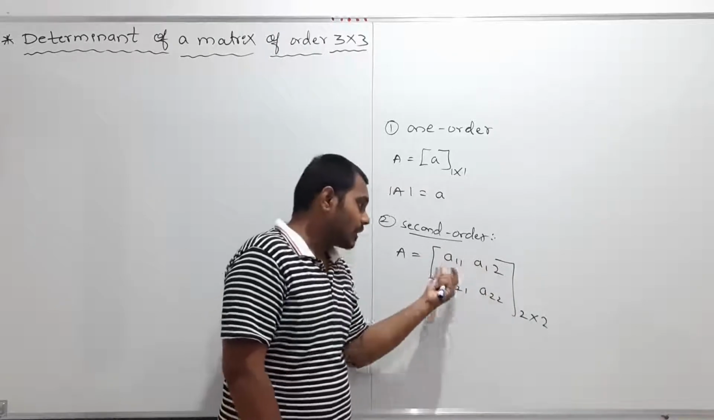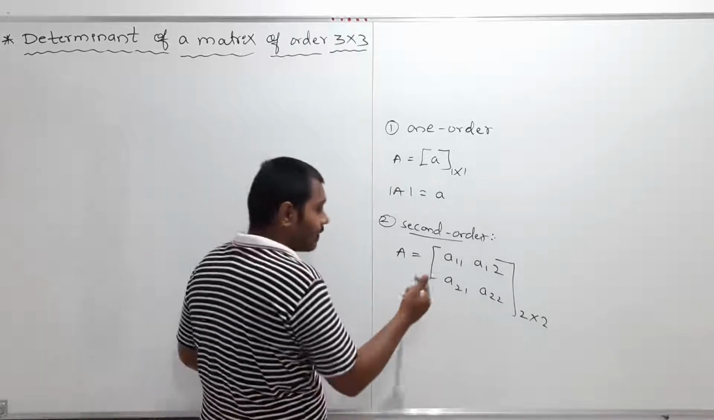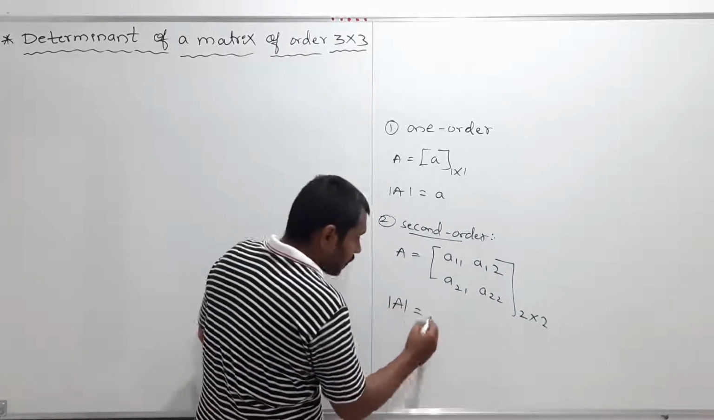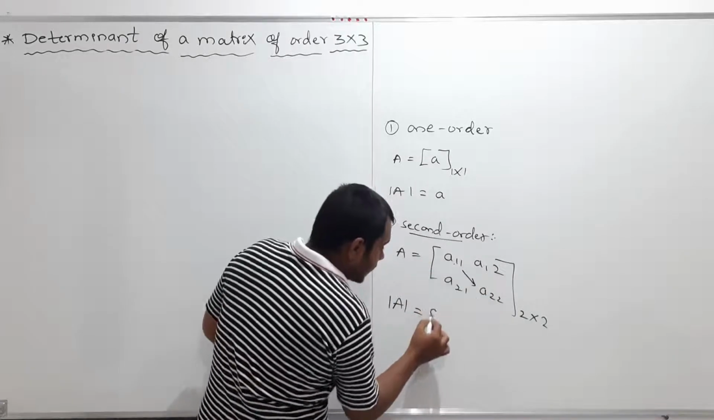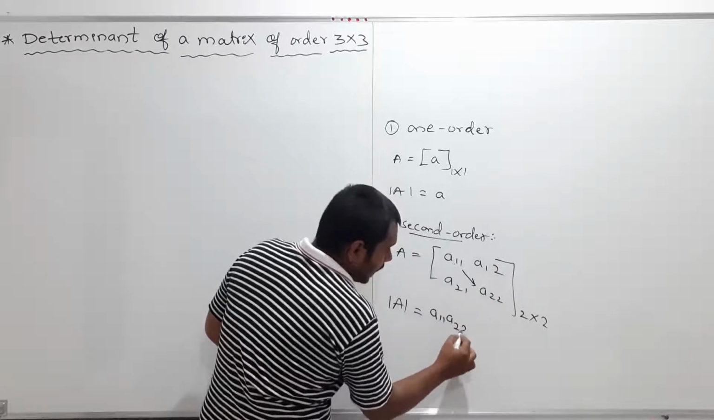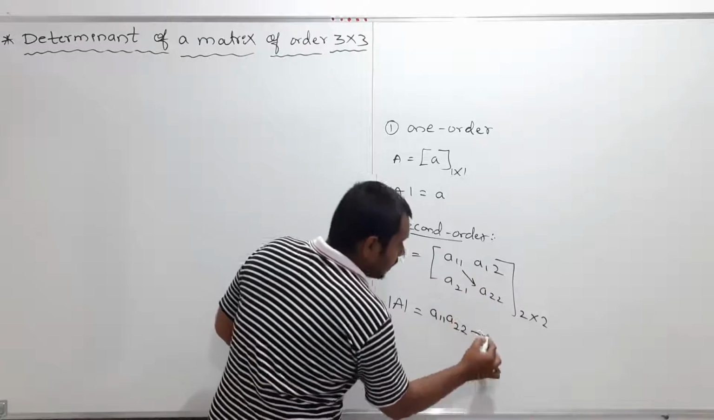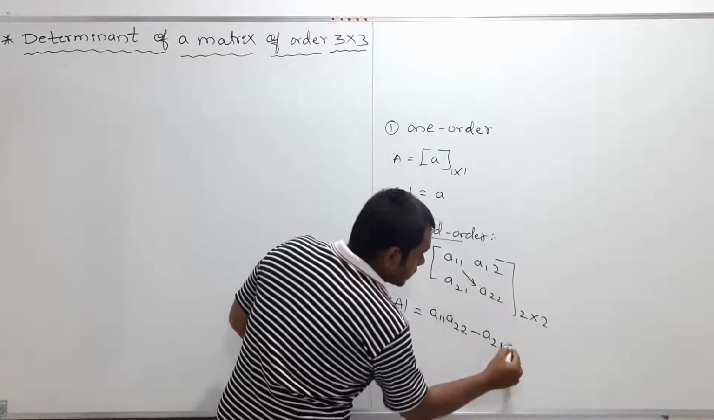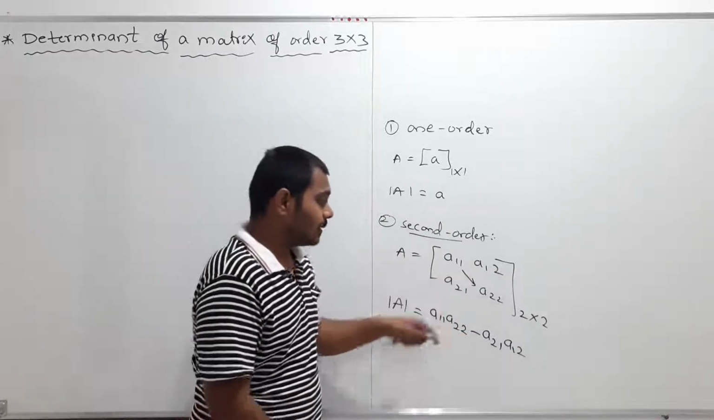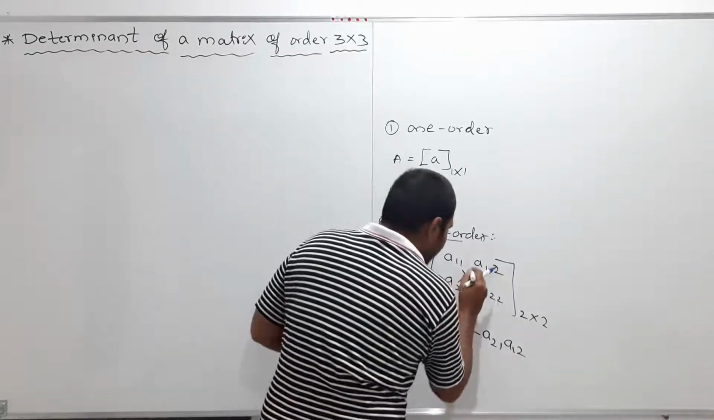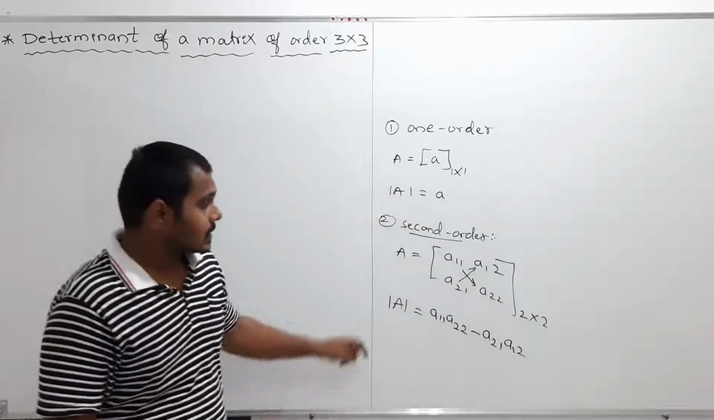So if the given matrix is of the order 2 cross 2, how to find the determinant? That we discussed. Determinant of A is this element into this element, so A11 into A22, minus this element into this element, A12 into A21. This will give you the determinant of the given matrix, clear? Like this you should calculate the determinant of the matrix.